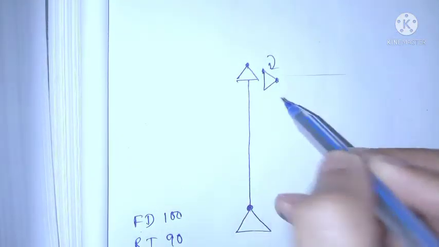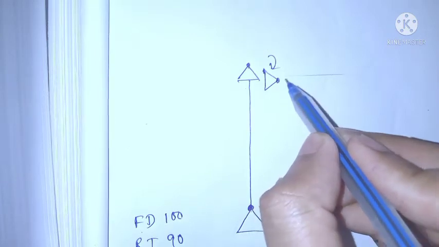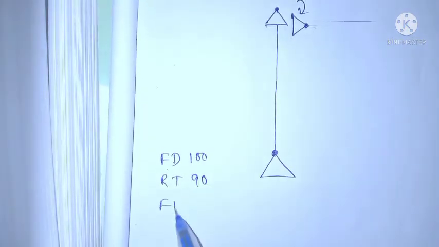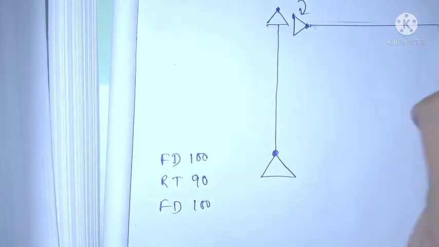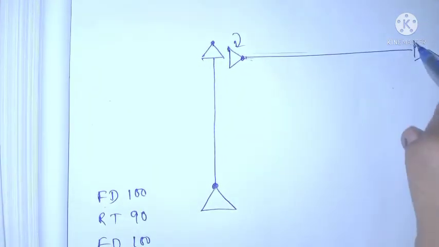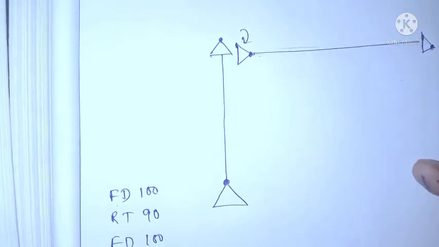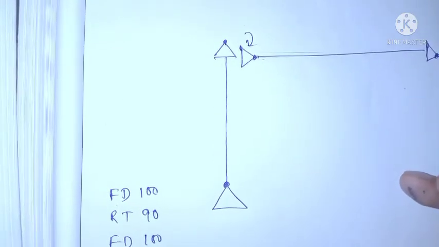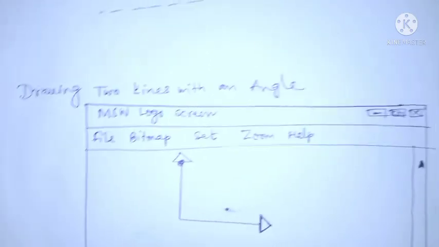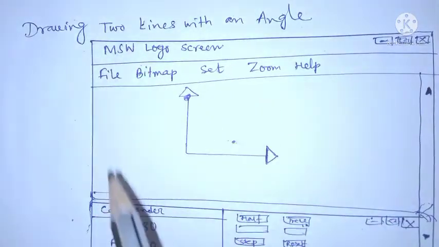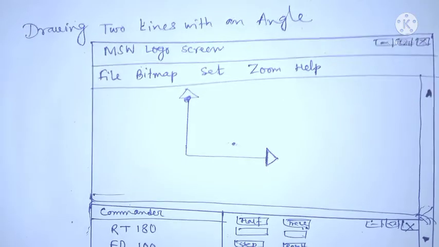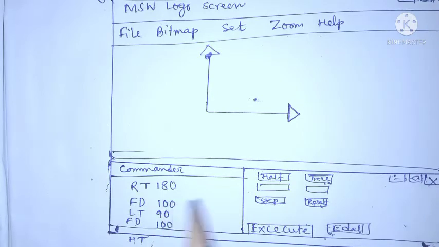Now the position of this turtle looks like this, and this is now the forward position. If we want to move the turtle this way, then we have to put forward, that is FD 100. So the turtle moves like this. This is the forward position now. So this is how the turtle works. When we open the MS Logo app, the computer screen looks like this.